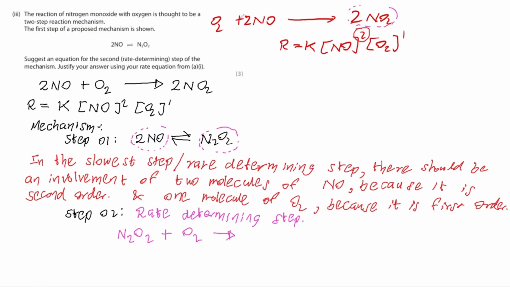Because can you see, to get 2 NO2 I need 2 NO molecules. I have it in the form of N2O2, and when it collides with one oxygen, I should get 2 NO2. Yes, I'll get 2 NO2. That's the rate determining step. Okay, so they're asking to justify your answer using the rate equation from A1.